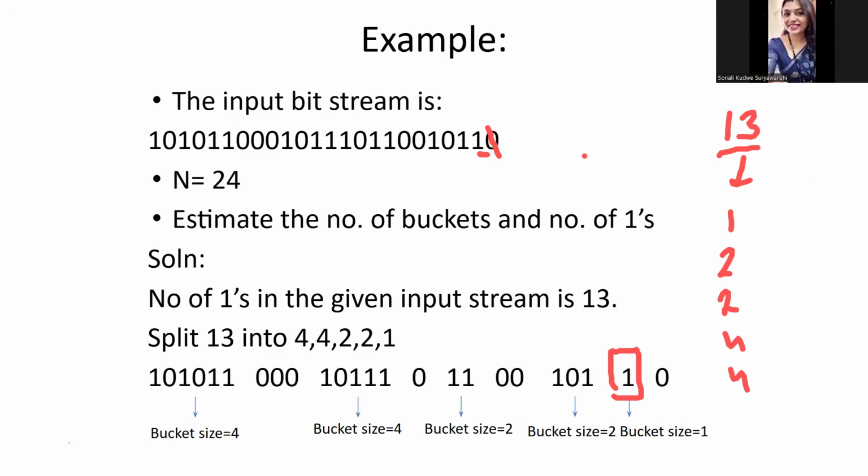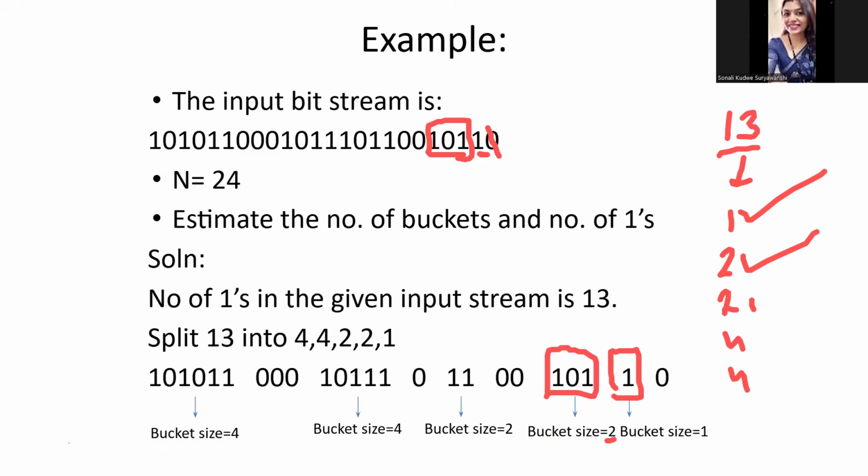Now from this one, I can create another bucket of size 2. This one is already done. Now I'm searching for a bucket of size 2. So this is already 1, then 0, you don't have to consider, and 1. So you see this particular combination gives me a bucket of size 2, right? Because here 2 ones are there. So it's a bucket of size 2.